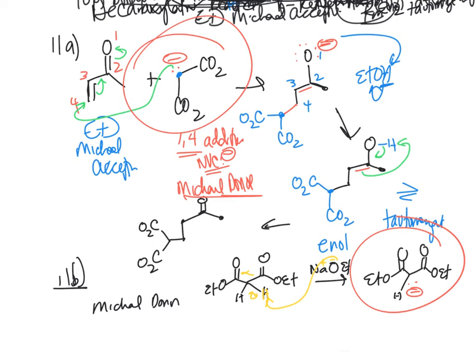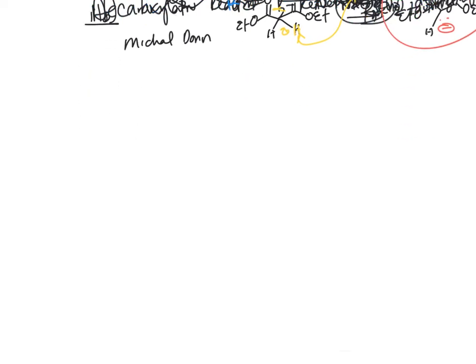All right, folks, we're down to our last question, number 12. Draw the products for each of the following Michael addition reactions. Recall that H3O plus and heat result in hydrolysis and decarboxylation. All right. So we have this alpha beta unsaturated ketone.